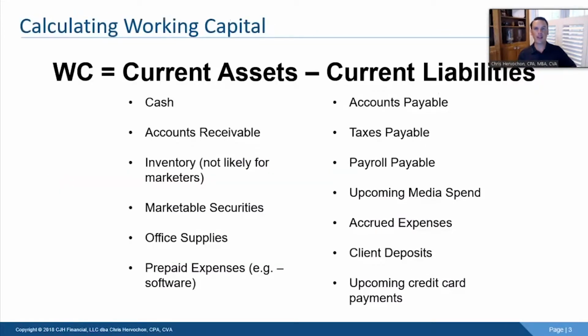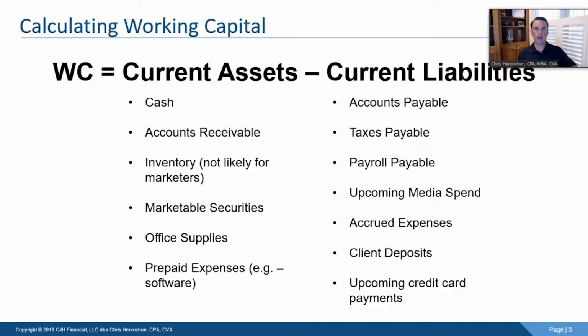So how do we calculate working capital? Well, working capital is current assets minus current liabilities. Examples of current assets are cash, accounts receivable, or AR, inventory. If you're a marketing agency, inventory is not really a thing, right? You're a service-based business. You're generally not going to have inventory.